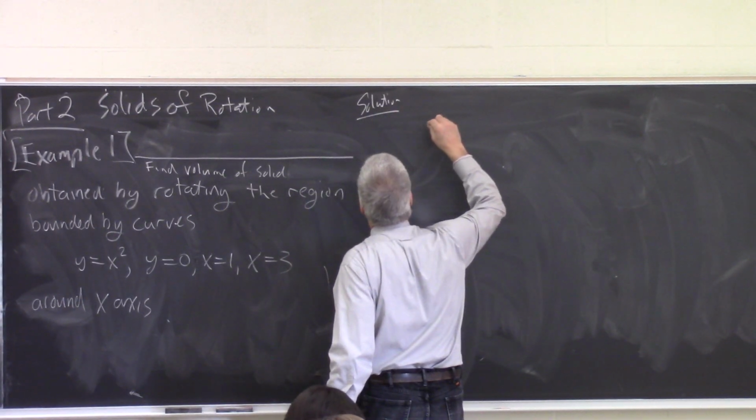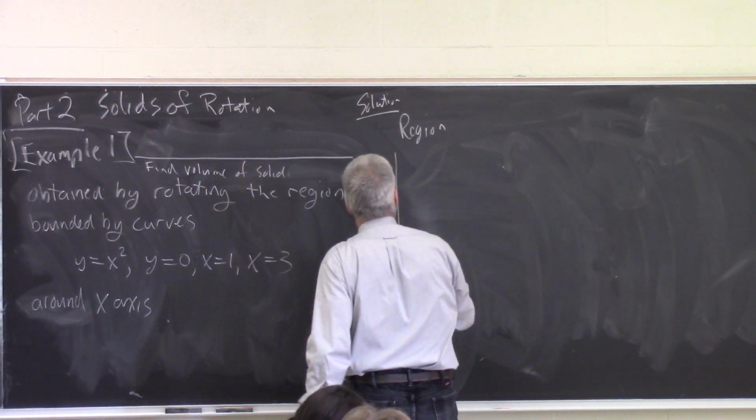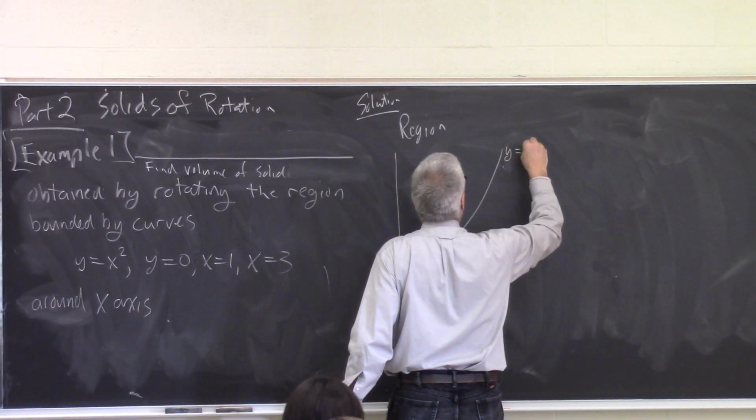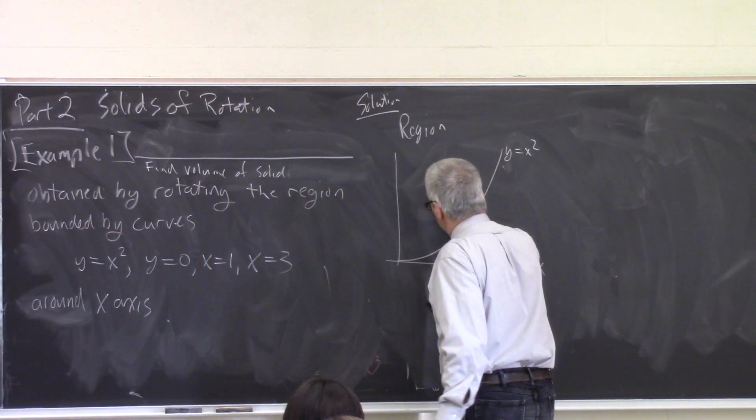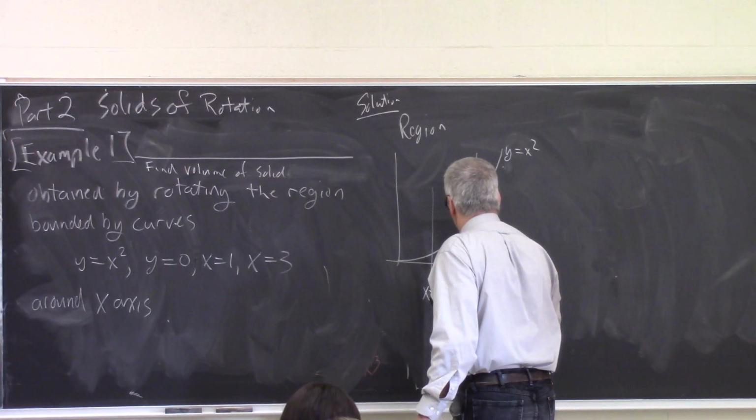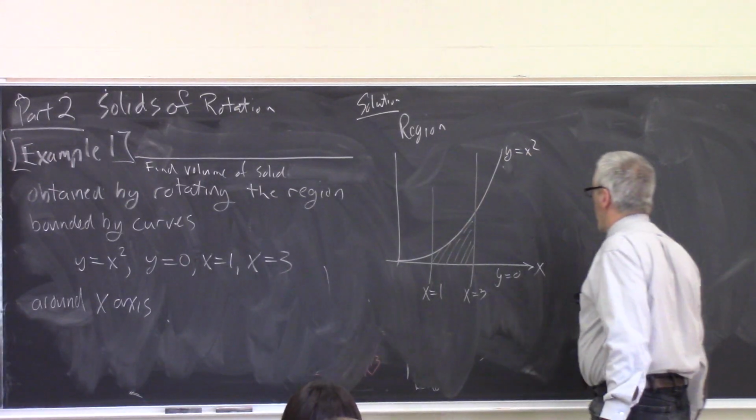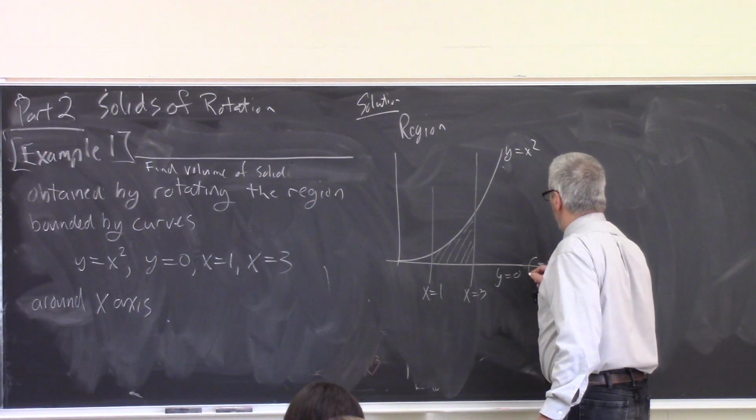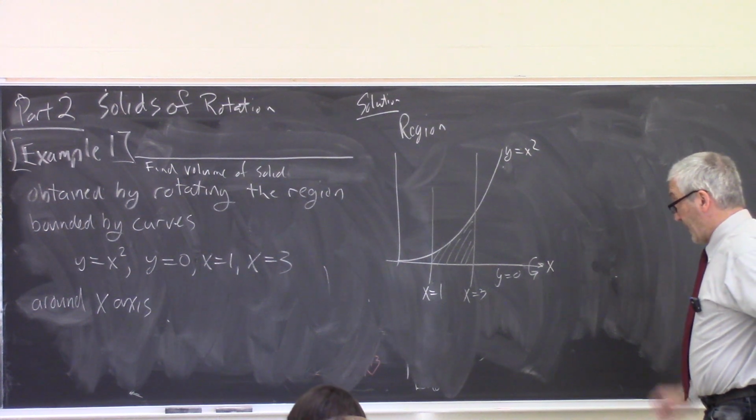So I draw the region. So y equals x squared. y equals 0 is the x-axis. And then we have x equals 1 and x equals 3. Those are vertical lines. So there's our region. And then I indicate on this drawing how it's going to be spun. I'm going to spin this around the x-axis. Now I keep that drawing and I don't mess with that drawing.